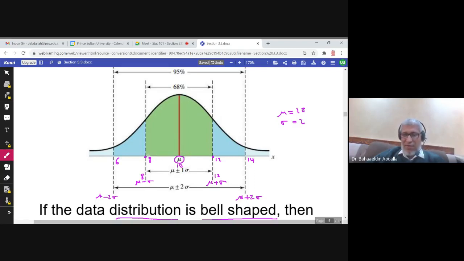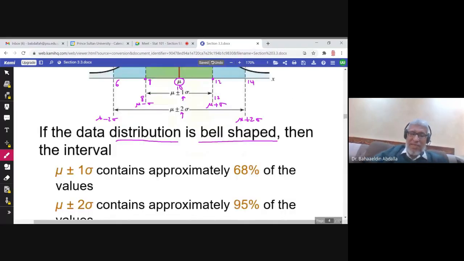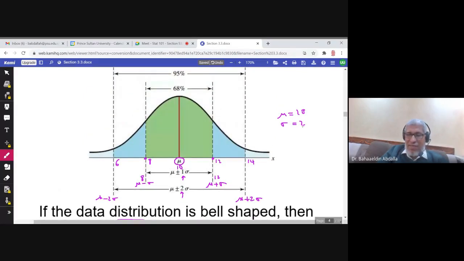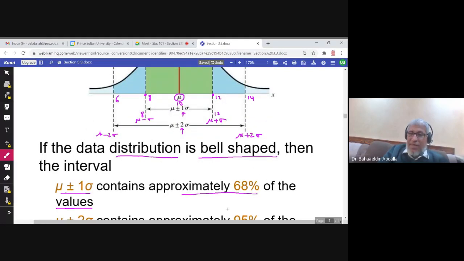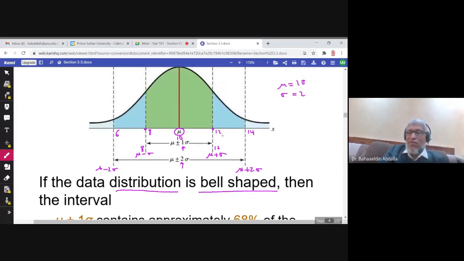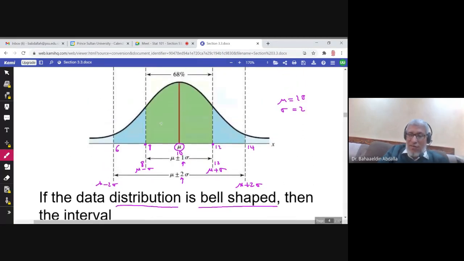Now, this interval from 8 to 12 is called the first interval, mu plus or minus sigma, because it is 1 sigma. This one is the second interval because we go 2 standard deviations. If we go 3 standard deviations, we call it the third interval. The rule says that in the first interval, you have approximately 68% of the values. So if you have data with mean 10, for example, and standard deviation 2, I don't have the data, but if I know that the data is bell-shaped, then I am sure that 68% of the data are between 8 and 12. So 68% would be in the first interval.